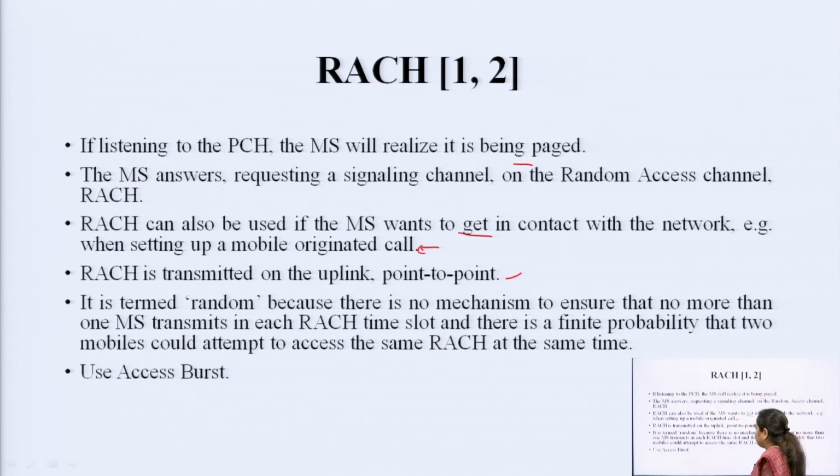It is termed random because there is no mechanism to ensure that no more than one MS transmits in each RACH time slot, and there is a finite probability that two mobiles could attempt to access the same RACH at the same time. So, it uses the access burst.